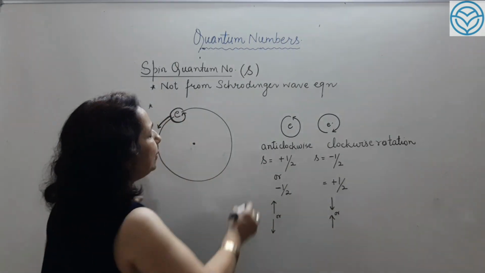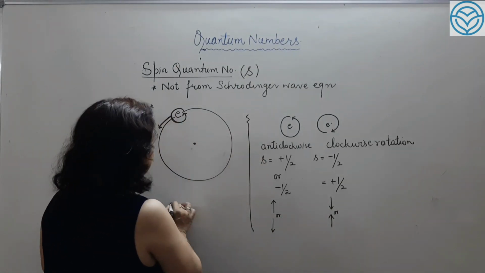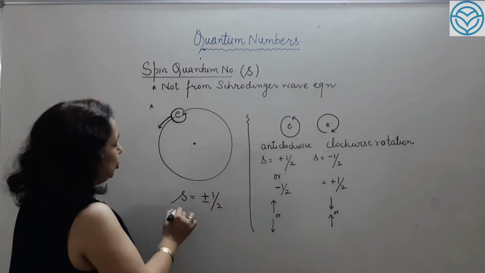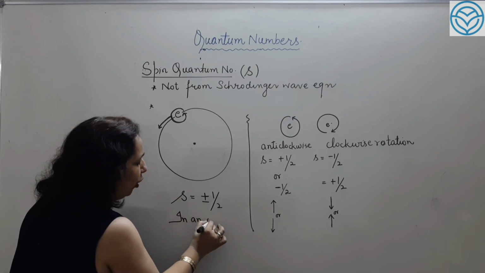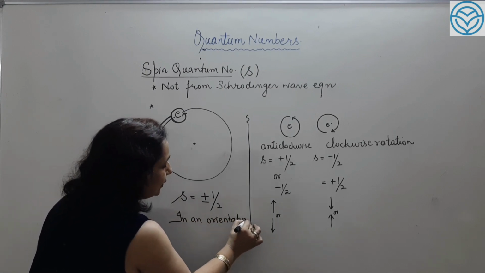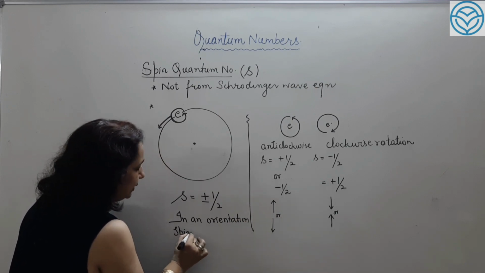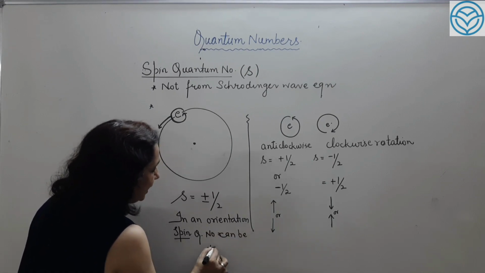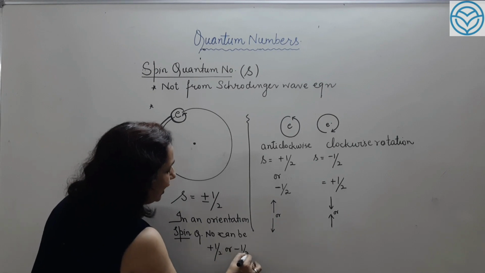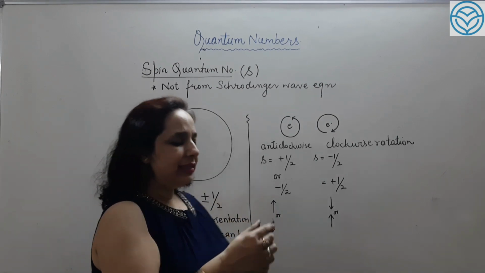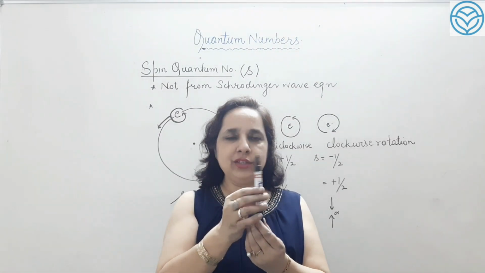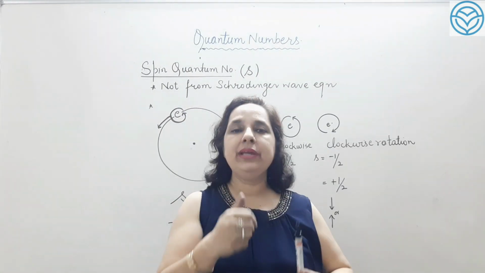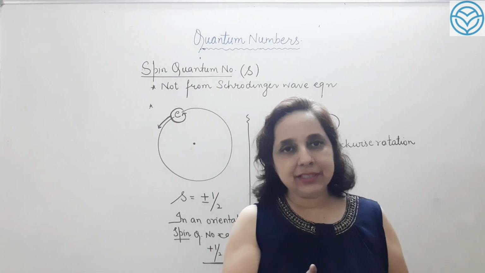The spin quantum number, only 2 values are there. We can say S is having only 2 values, plus minus half. So in an orientation, spin quantum number can be plus half or minus half, and this can be understood as when electron is having a rotational movement like this, clockwise or anti-clockwise, whatever the type of movement it is going for the rotation, according to that rotational movement we have right hand thumb rule, and there is again a magnetic field developed around the electron.